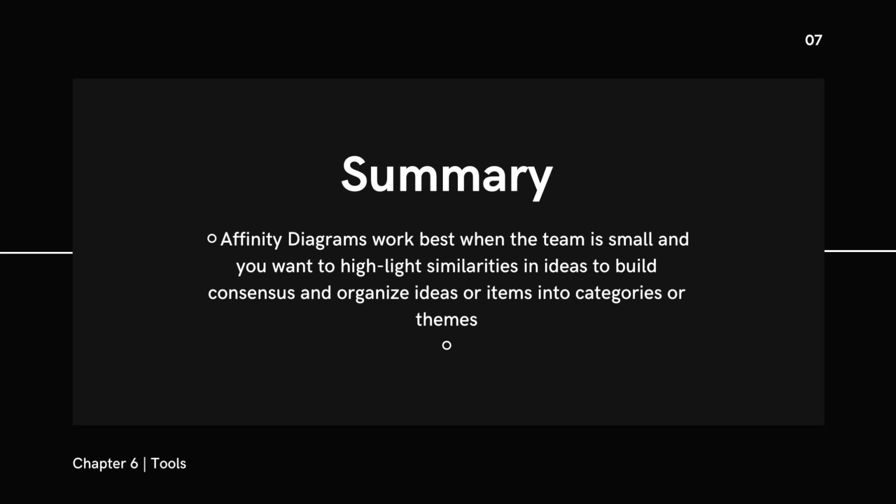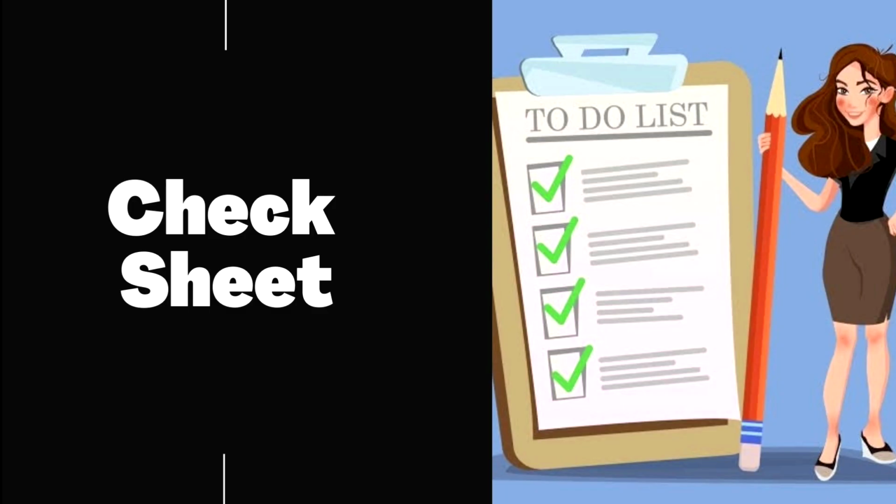In summary, affinity diagrams work best when the team is small and you want to highlight similarities in ideas to build consensus and organize ideas or items into categories or themes. Next is check sheets.